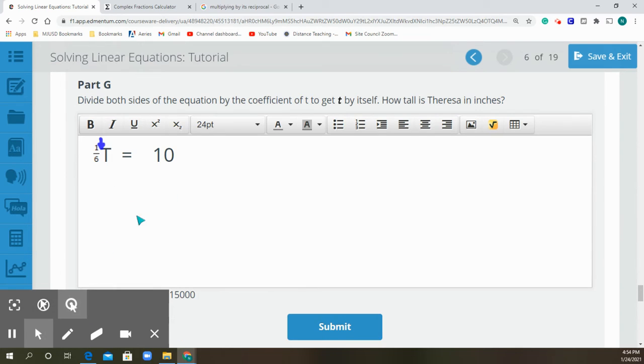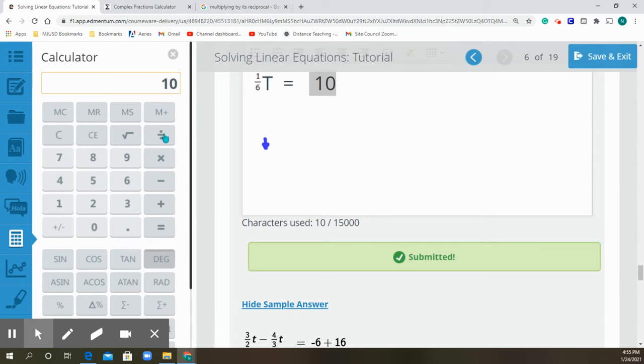All right, so what I did was I tried to divide to get rid of this 1/6 by 1/6. And it gets to be 1t, but then to divide the 10 by 1/6, all right, so what's the fraction of 1/6 here? 1 divided by 6 equals 0.1666. Okay, so if I do 10 divided by 0.166 equals, so she's about 60 inches tall.